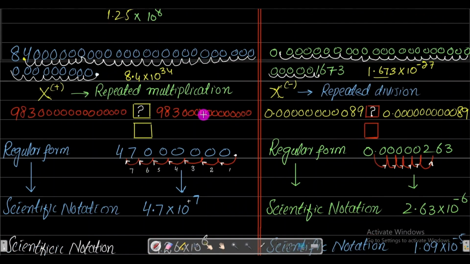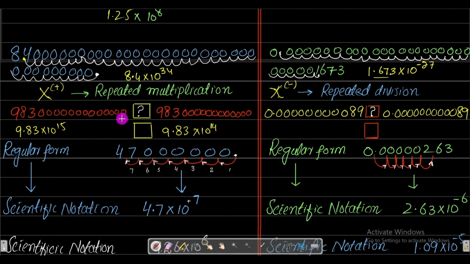Can you directly say whether this number is greater than this, or this number is greater than this? And similarly, we have the same scenario in scientific notation. We have this number, and we have this number. We can't directly say that this number is greater than this. But if we have these numbers in scientific notation, then we can easily say that this 10 power 15 is greater than this 10 power 14.